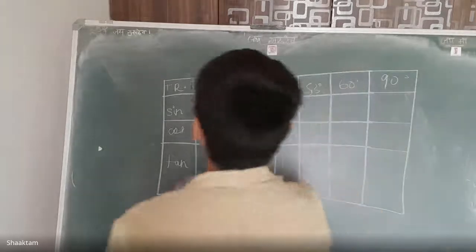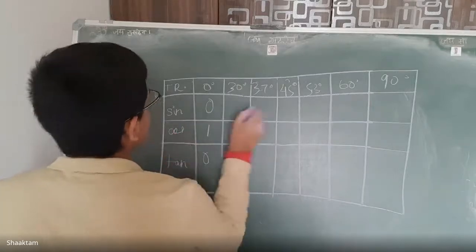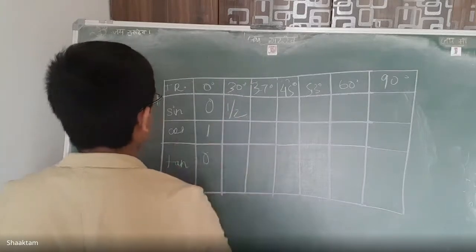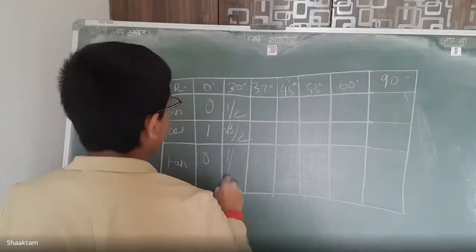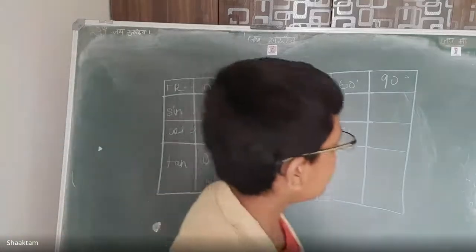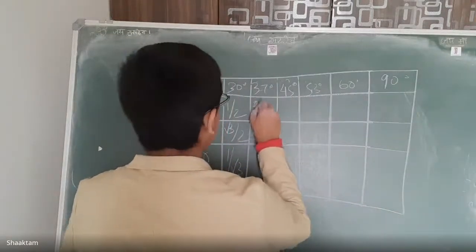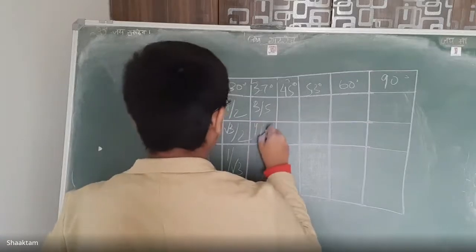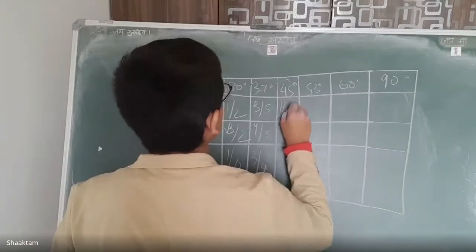Sine of 0 is 0, cos of 0 is 1, tan is sine by cos, so that is also 0. Sine of 30 is 1 by 2, cos of 30 is root 3 by 2. Tan of 30 is 1 by root 3. 37 degree is not an exact multiple of 3 or 15 degree, but still those sometimes are asked in questions. So sine 37 is 3 by 5, cos 37 is 4 by 5, tan 37 is 3 by 4. Sine of 45 is 1 by root 2.